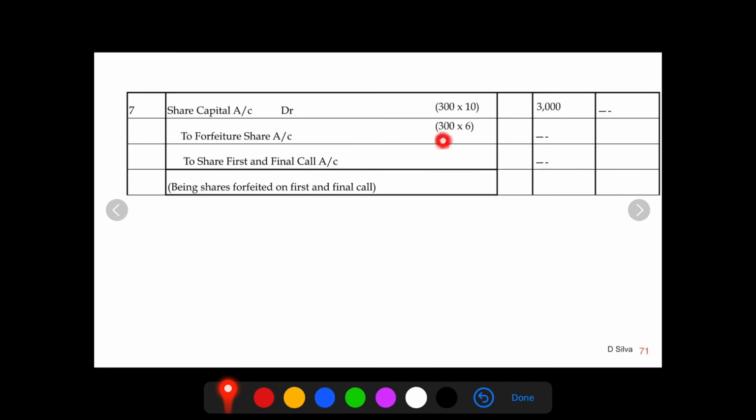On forfeiture, 300 into 6, the amount being credited is 1,800. On first and final call, it's 300 shares of rupees 4 each as mentioned. On first and final call, amount being credited is 1,200. So 10 is the called up value minus the unpaid on first and final call. We are going to get the paid up amount on forfeited shares as rupees 6. So if you just add, it's going to be equal on both the sides.